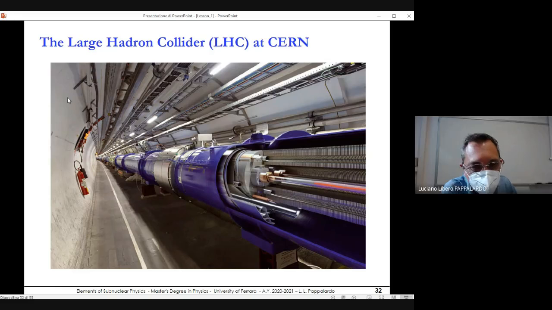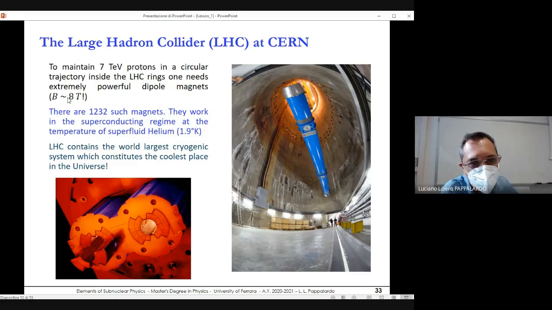This is a view of a section of the machine. Okay, and what you see here, these blue objects here, are the cryostats of the superconducting dipole magnets that are needed, of course, to maintain the protons in the circular orbit. And these are, of course, let's say, jewels of technology. First of all, they have to provide a very intense magnetic field of the order of 8 Tesla in order to maintain 7 TeV protons in a circular trajectory. There are more than 1,200 of these magnets along the ring, and they work in the superconducting regime at the temperature of the superfluid helium, which is 1.9 Kelvin.